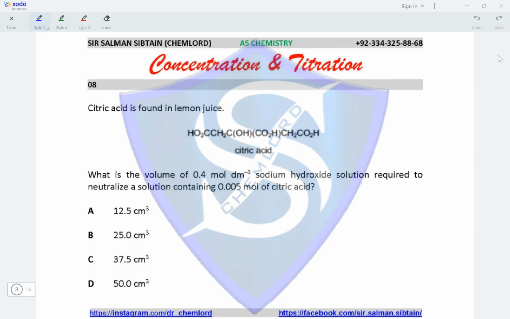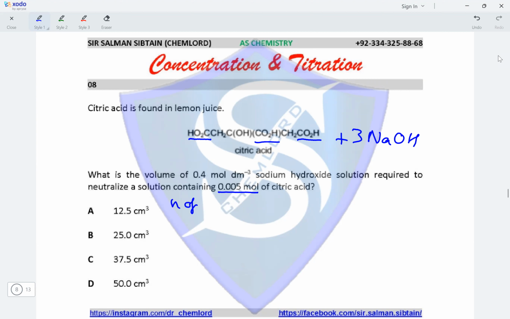Question 8. Citric acid is found in lemon juice. What is the volume of 0.4 mole per dm cube sodium hydroxide solution required to neutralize a solution containing 0.005 moles of citric acid? Looking at the structure of citric acid, we have 1, 2, and 3 COOH groups present, which means 1 mole of citric acid will react with 3 moles of NaOH because it has got 3 acidic groups present. Now, we have moles of citric acid, which is 0.005.